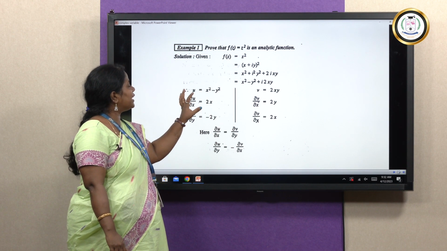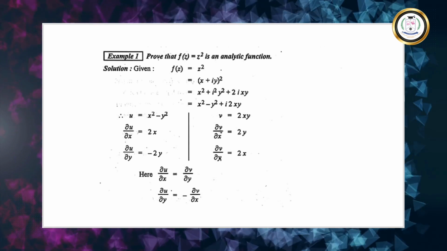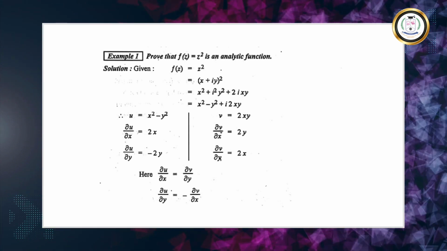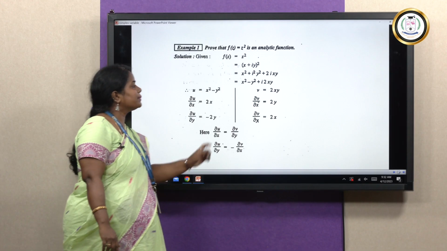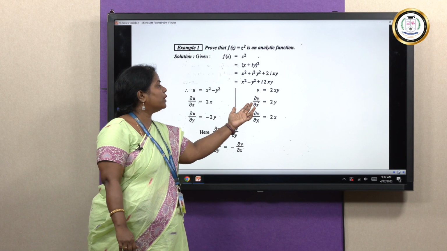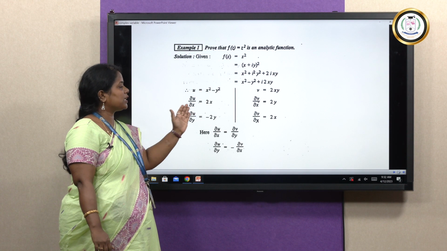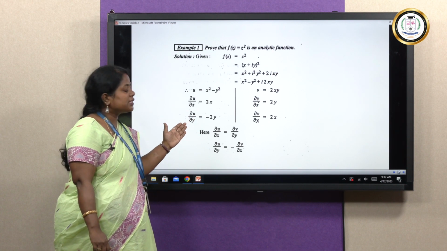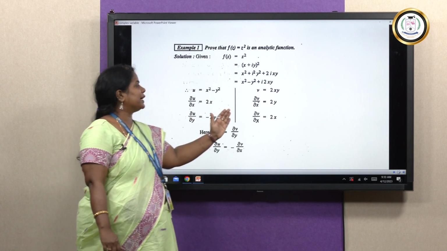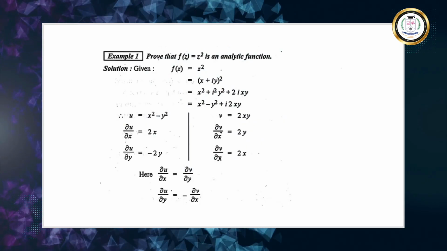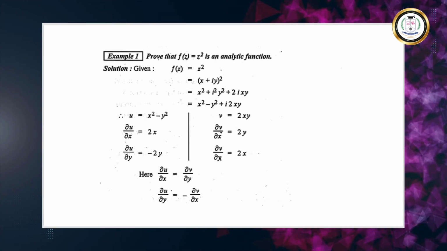Comparing the real and imaginary parts, we get f of z is equal to u plus iv. Here the real part u is equal to x square minus y square. Similarly, the imaginary part v is equal to 2xy. Partial differentiation of u with respect to x is equal to 2x. Partial differentiation of u with respect to y is equal to minus 2y. Similarly, ∂v/∂x is equal to 2y. ∂v/∂y is equal to 2x.